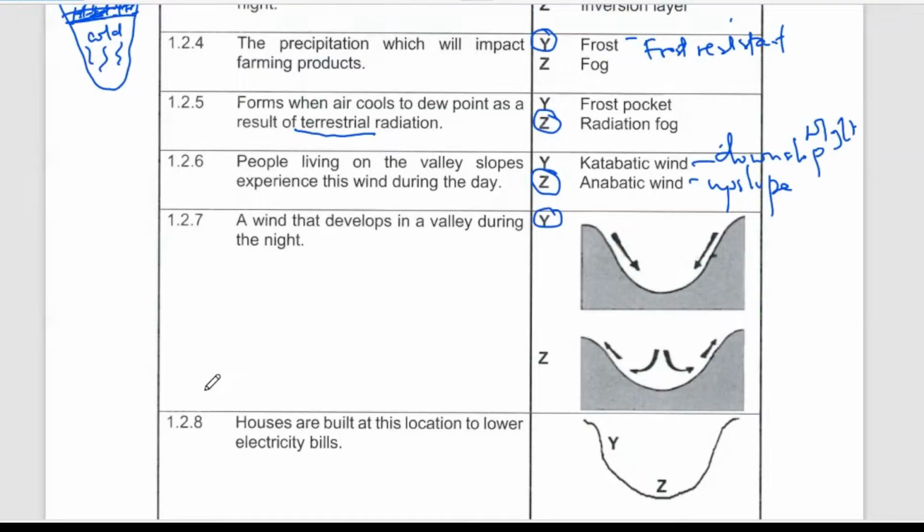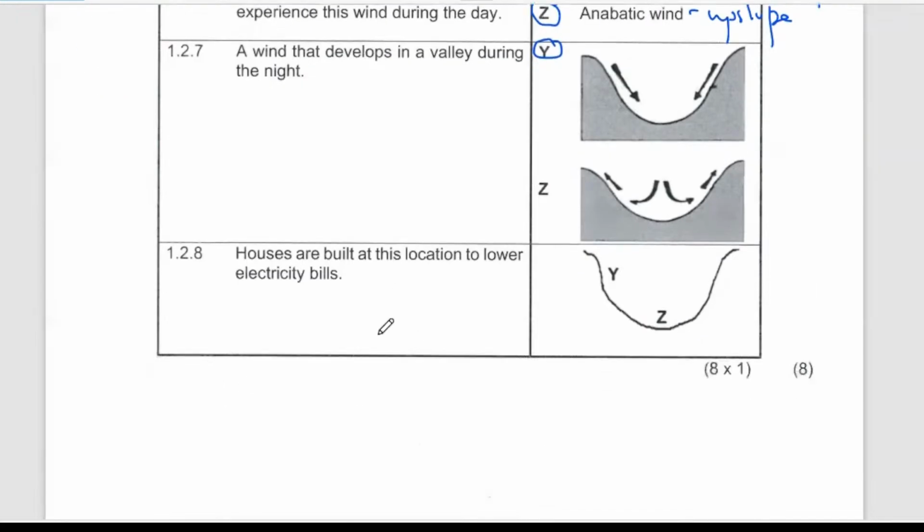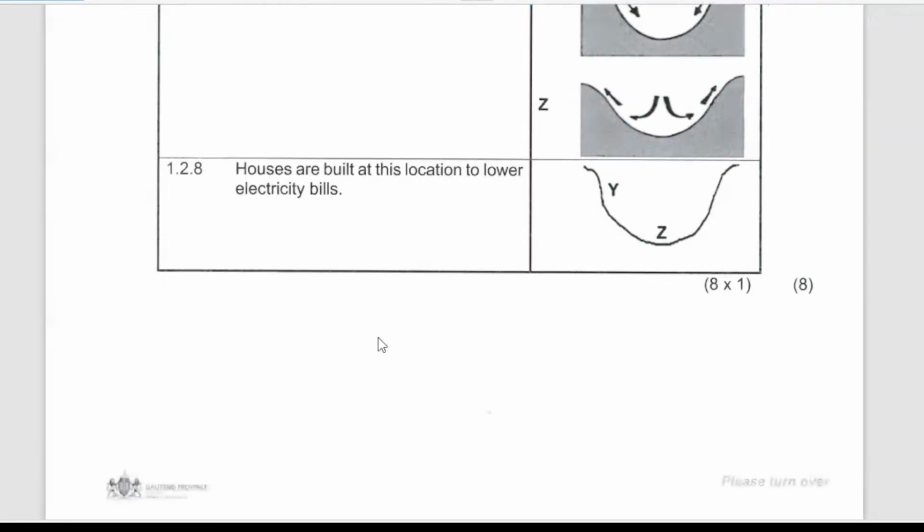Right. Moving on to the next question, houses are built at this location to lower electricity bills. Is it Z or Y? Z is in the valley floor. That is where we experience frost pockets during excessively cold winter nights. Ultimately, they cannot reduce electricity bills because we need heating because of excessively cold temperatures in the valley. This is where the thermal belt exists, around area Y, and is the warmer part of the slope. So the correct response is Y for number 128.